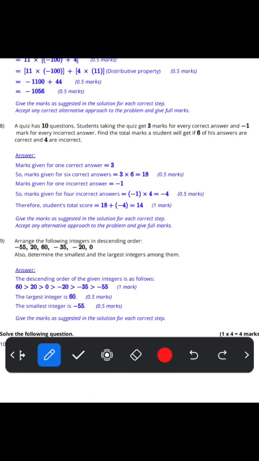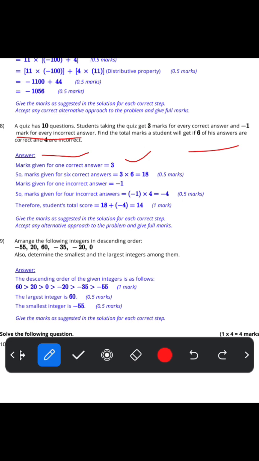Our next question is, a quiz has 10 questions. A student taking the quiz gets 3 marks for every correct answer and minus 1 mark for every incorrect answer. Find the total marks the student will get if 6 of the answers are correct and 4 are incorrect. Underline the numbers and keywords, meaning write the given first. Marks given for one correct answer. For one correct answer they got 3 marks.